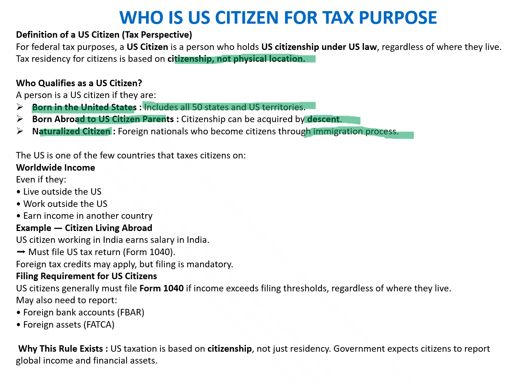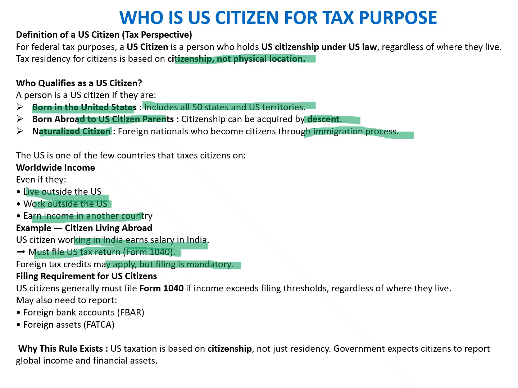The US is one of the few countries that taxes citizens on worldwide income, even if they live outside the US, work outside the US, or earn income in any other country. For example, a US citizen working in India who earns salary in India must file the US tax return, Form 1040. They can definitely claim the benefit of double taxation relief as per the DTAA, the double tax agreement between the US and India. That's a treaty agreement. They can claim the benefit, but they have to file the return in the US because they are citizens of the US. Foreign tax credit may apply, but filing is mandatory.